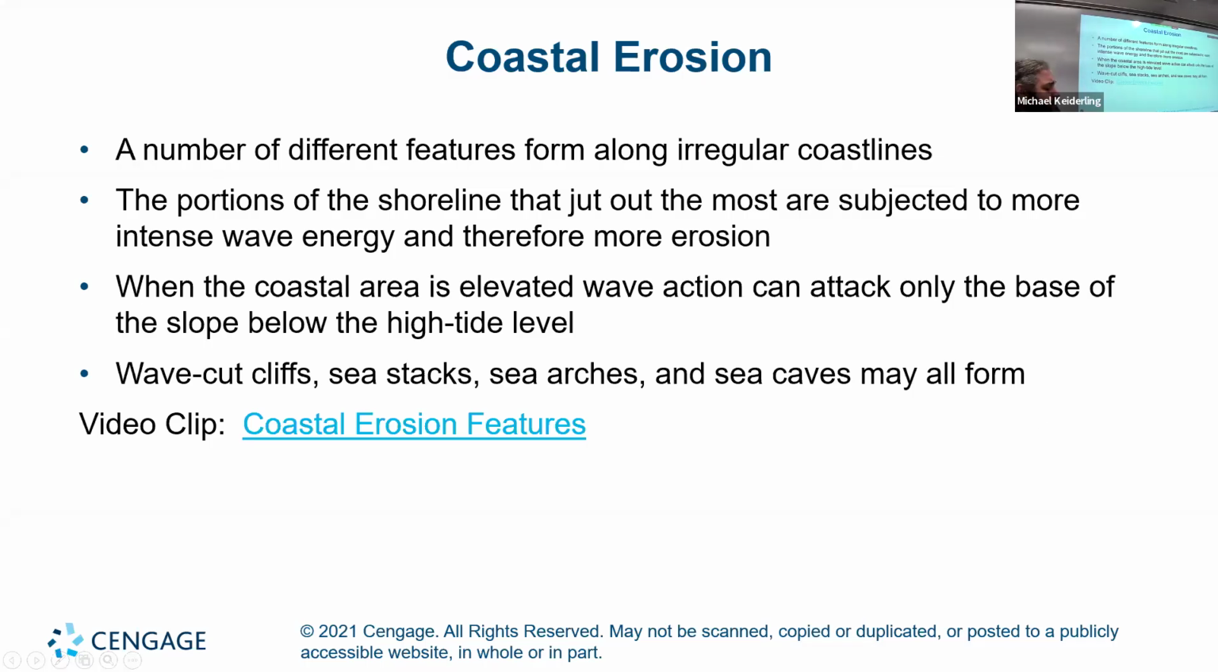So, along irregular coastlines, a number of different features will form. And the portions of the coastline that jut out the most get subjected to the most intense wave energy, so they get more erosion. And when a coastal area is elevated, if you have a cliff, the wave action can only attack the base of the slope below the high tide level, which means it wears away at the bottom, and eventually the top will collapse. So you get wave-cut cliffs, sea stacks, sea arches, and sea caves all can form in this process.